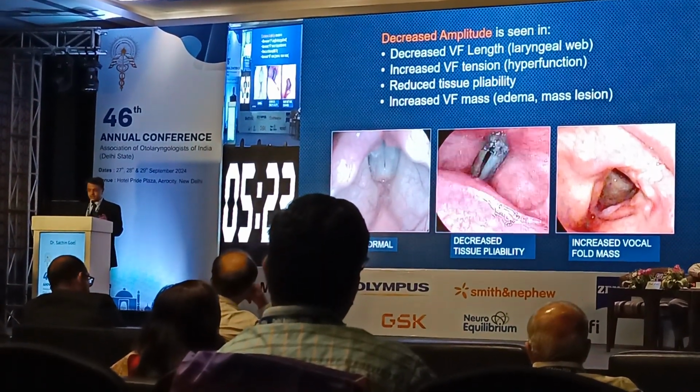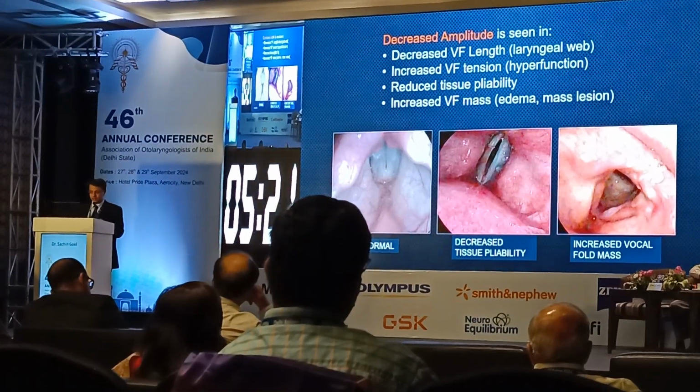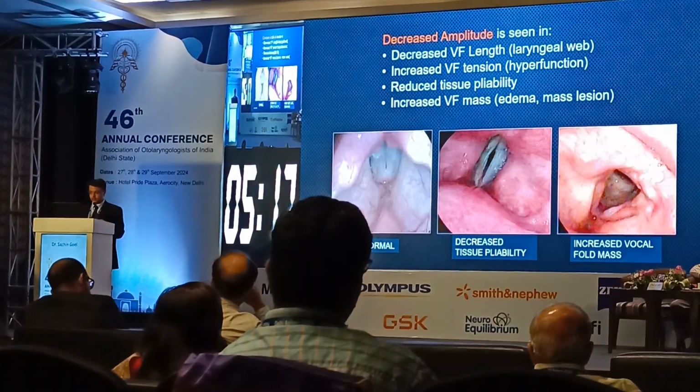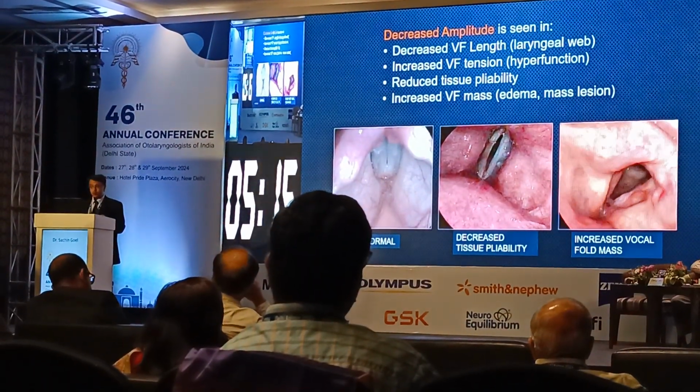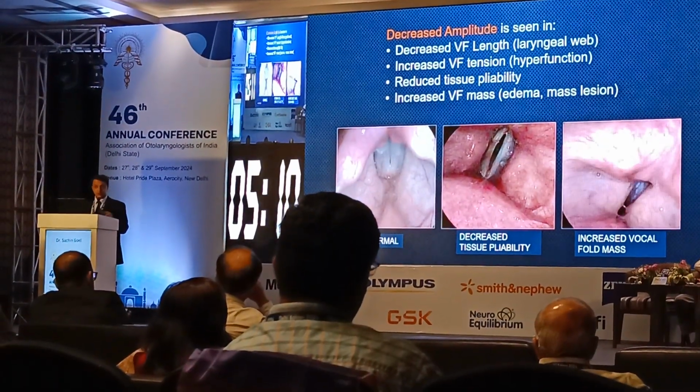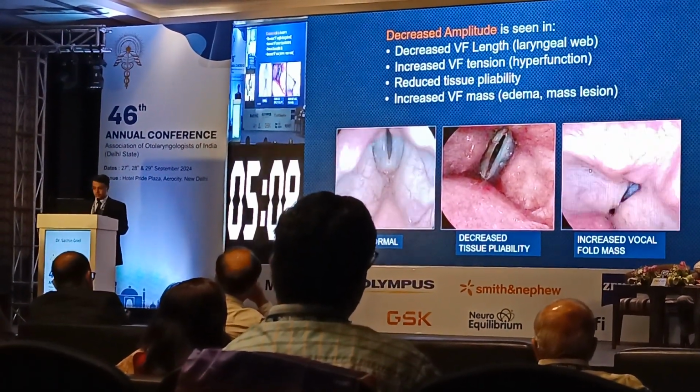The amplitude decreases in cases of reduced tissue pliability, like you can see in this case of a sulcus, and also if there is a vocal fold mass lesion, where you can see the left cord having a reduced amplitude as compared to the right vocal fold.